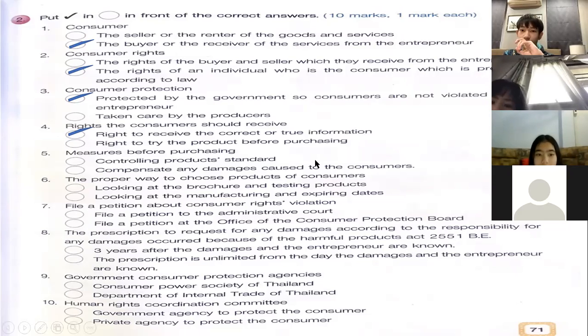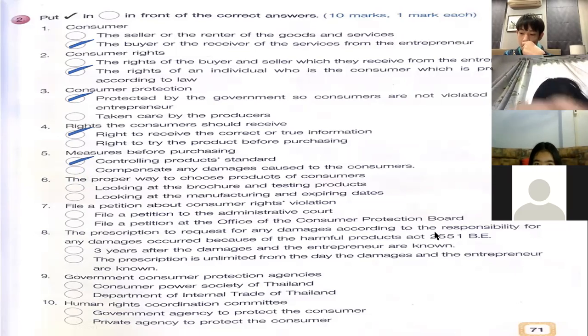Measures before purchasing, controlling products standard. Okay, so controlling product standard. Okay, Satang, number 6, please answer. The proper way to choose products of consumers. What's your answer? Proper way to choose products of consumers.